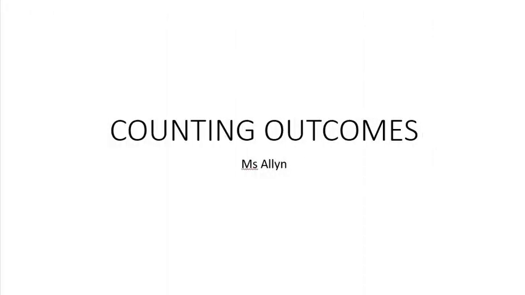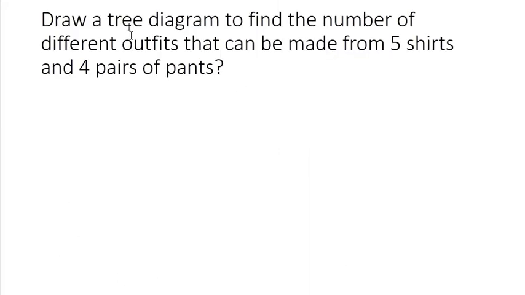Hi, today let's learn about counting outcomes. To understand this further, let's have an example. Draw a tree diagram to find the number of different outfits that can be made from 5 shirts and 4 pairs of pants.